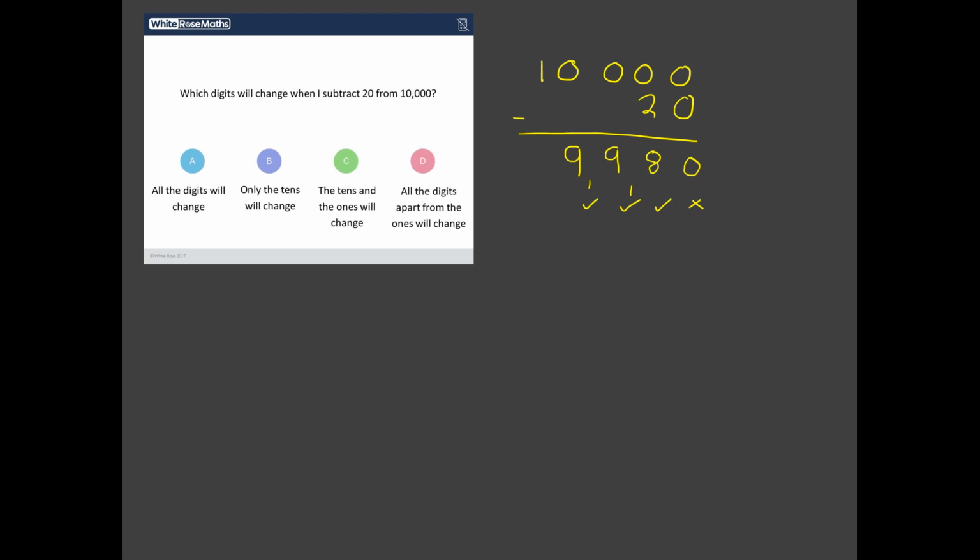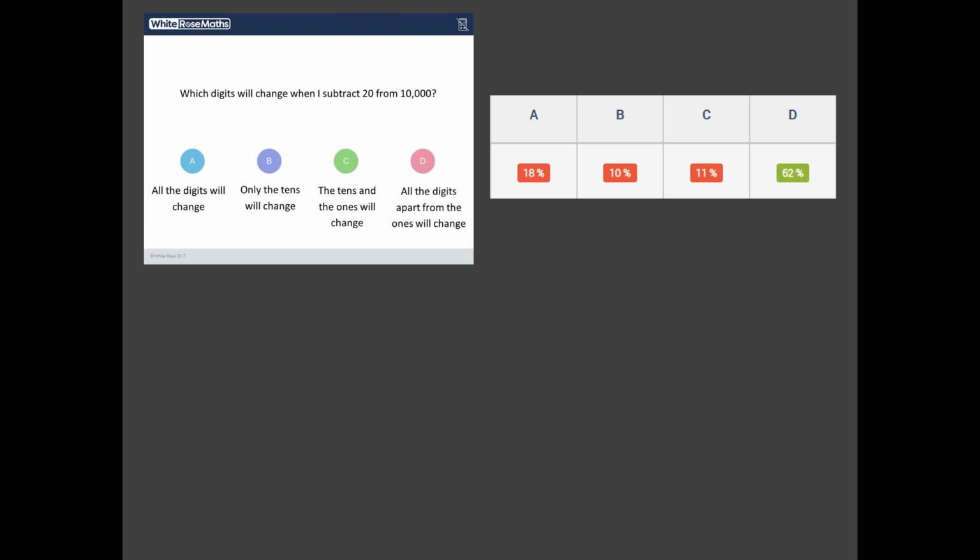Let's see if we're right. Whew, good news. We are right, but look at that. Only 62% of students agree with us that that's the correct answer. Look at the other answers. 18% have gone for A. All the digits will change.